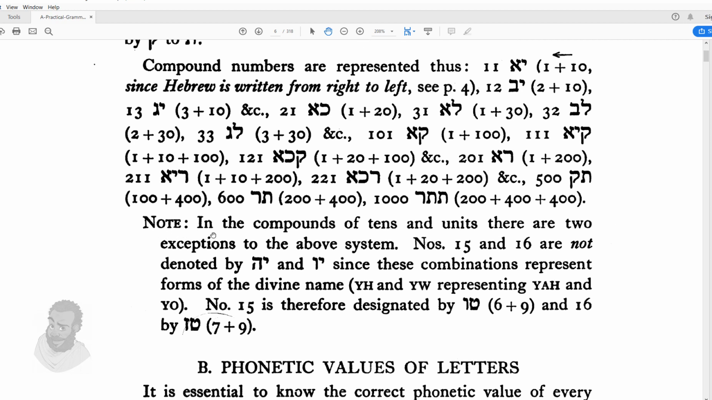And note, in the compounds of tens and units, there are two exceptions to the above system. Numbers 15 and 16 are not denoted by Yod He and Yod Waw, since these combinations represent forms of the divine name Yahweh. So number 15 is therefore designated by Teth and Waw. Okay, so it's Teth Waw, 9 plus 6, and that is 15, and 16 you have Teth Zayin, 9 plus 7, and that equals 16.